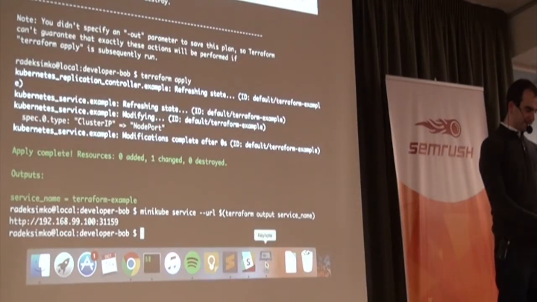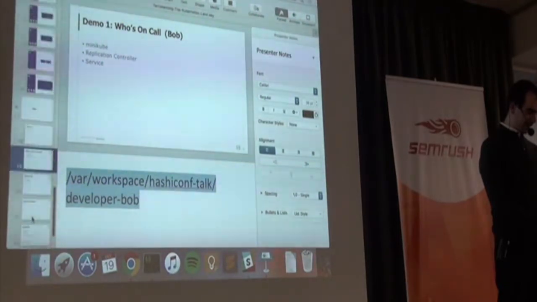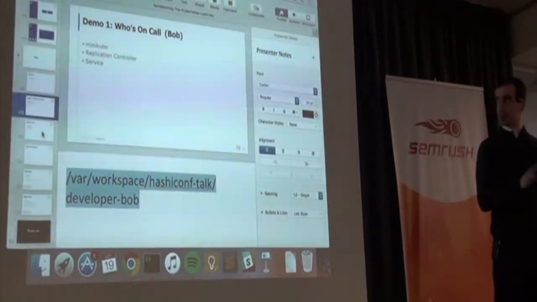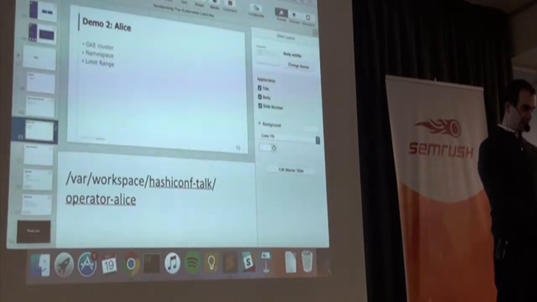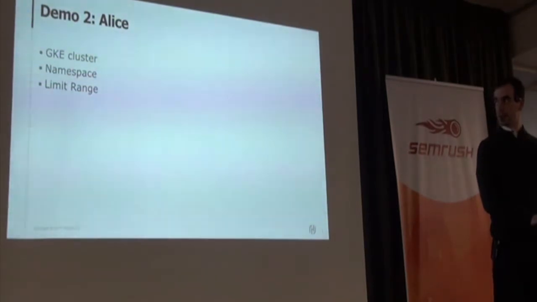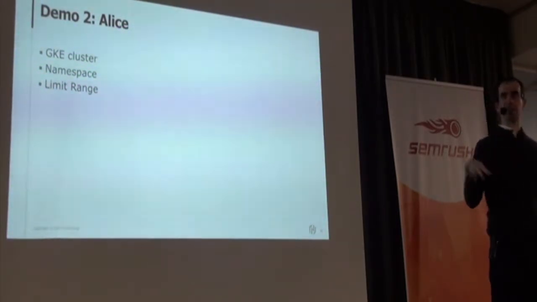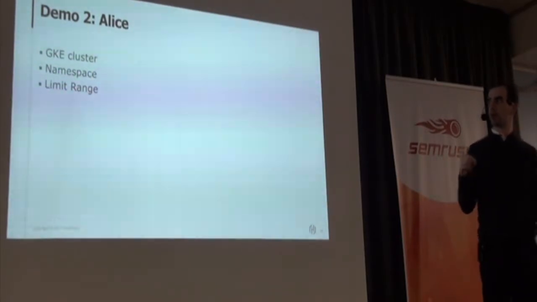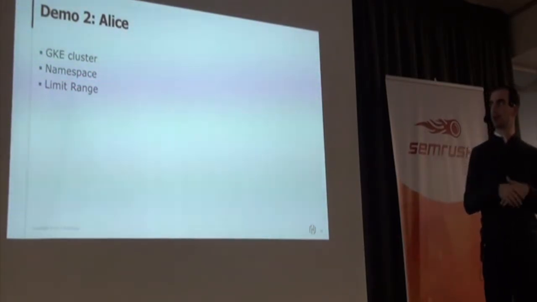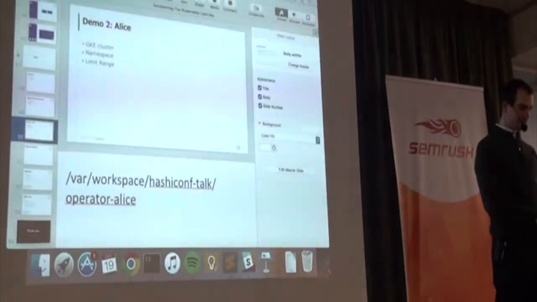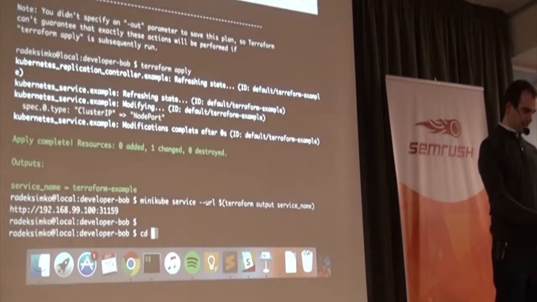So that's the first persona. Bob's done with his work, and now we're coming up with Alice. Alice has chosen the GKE cluster because she's an operator. GKE is the hosted Kubernetes service from Google, where they manage the Kubernetes master for you, so it's much easier. And she's going to create some namespaces and limit ranges.